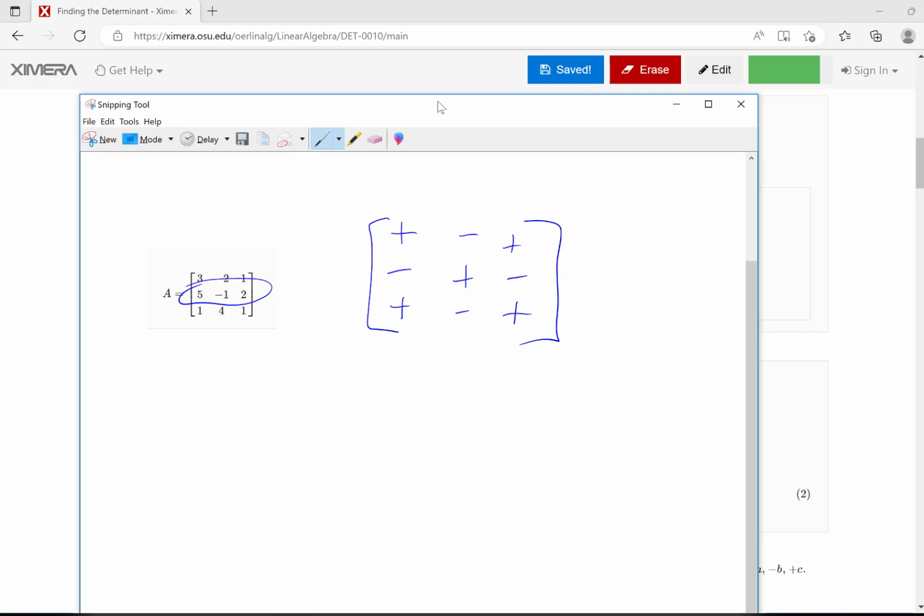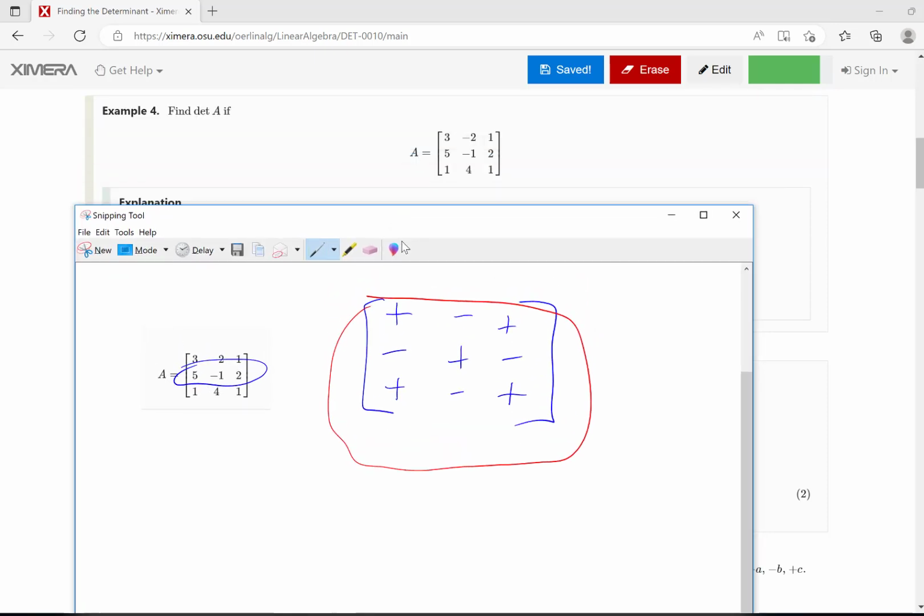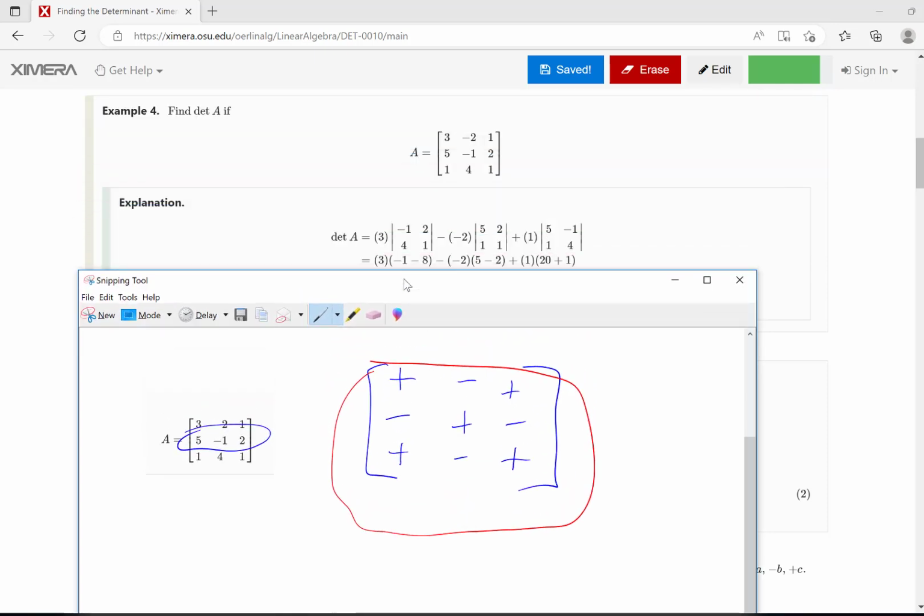And the thing to do is to remember this little checkerboard pattern that you see here on the right. You simply put a plus sign up on the top left and a minus sign, then a plus sign, and they alternate like a checker or chessboard. And that's why when we did the explanation of example 4, the numbers 3, -2, and 1, notice that the -2 is subtracted. There's a minus sign in front of it because that corresponds to this entry here.